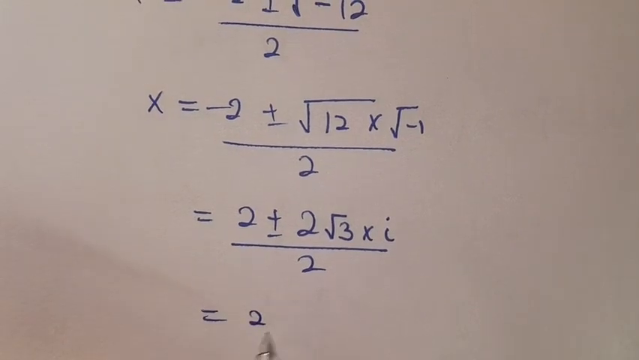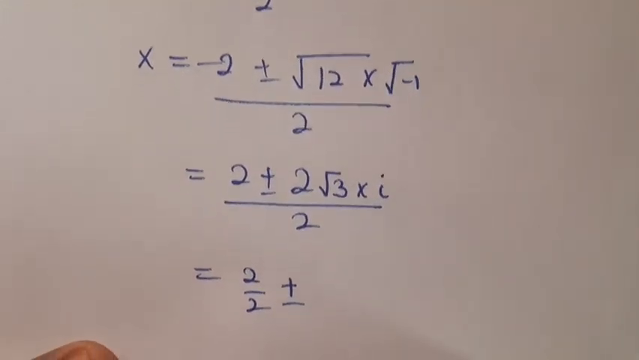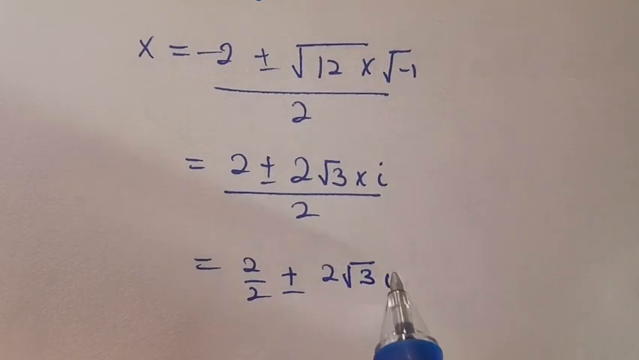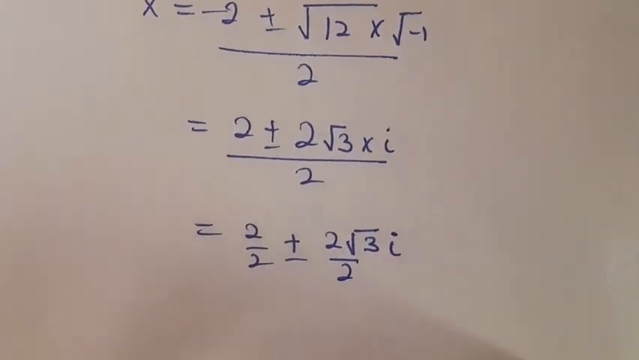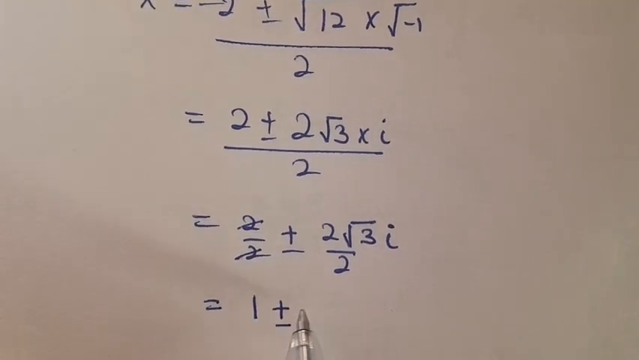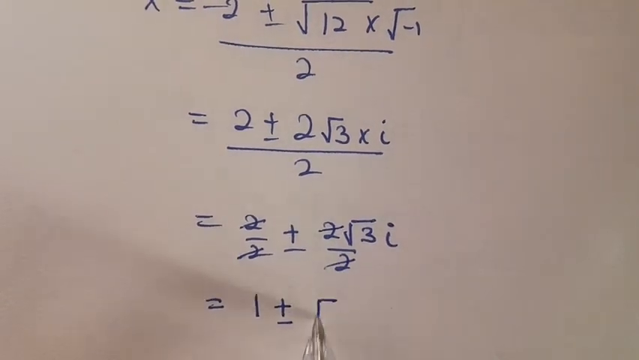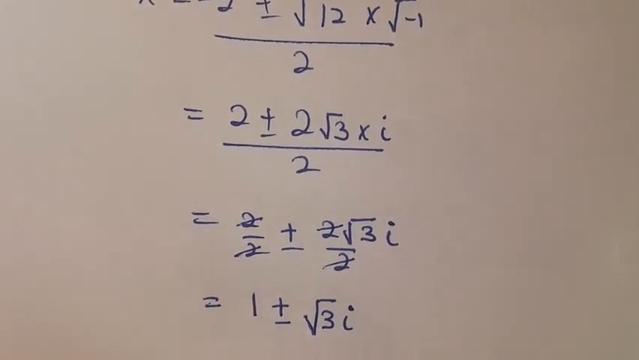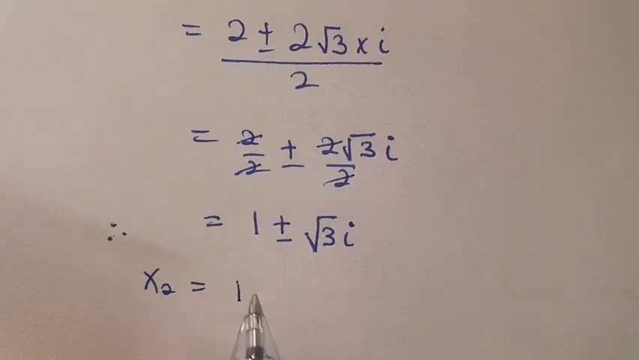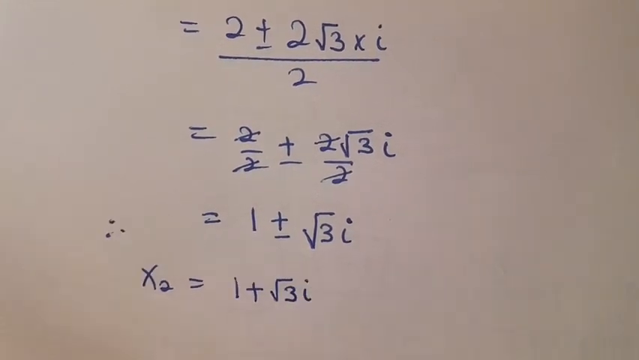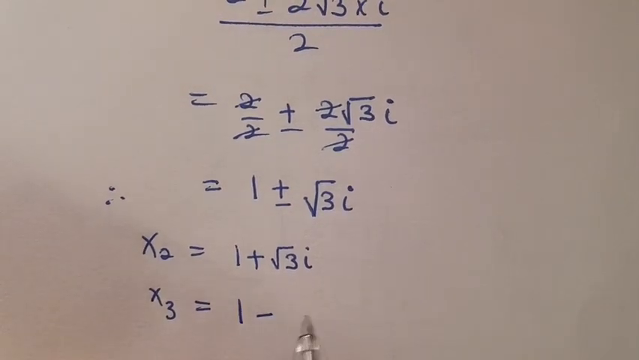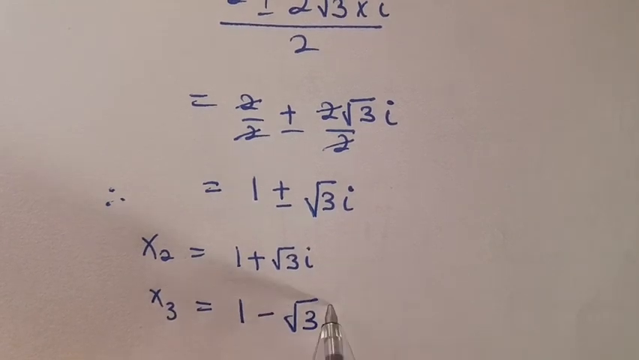So we have 2 divided by 2 positive or negative 2 root 3i divided by 2. So we cancel this, we have 1 positive or negative, and this will also cancel this, we have root 3i. And so therefore we can have x2 equals 1 by taking positive, then 1 plus root 3i. Let's take negative again, then we have x3 equals 1 minus root 3i.